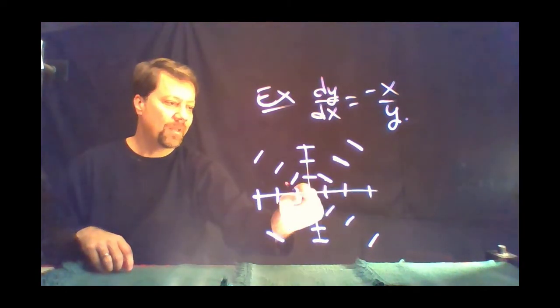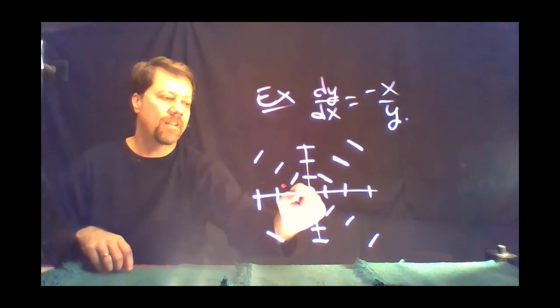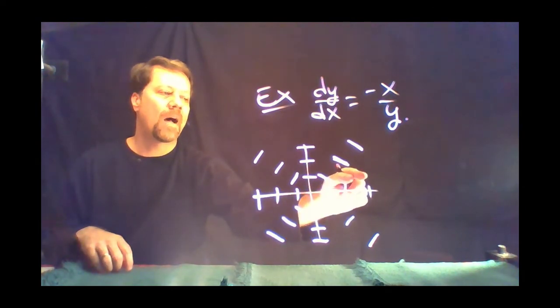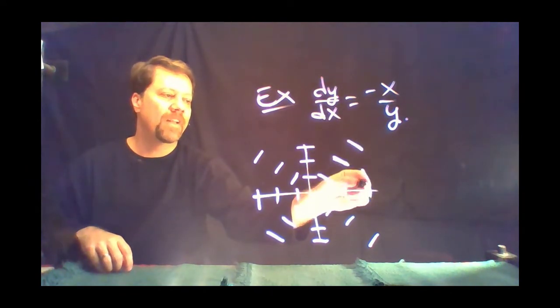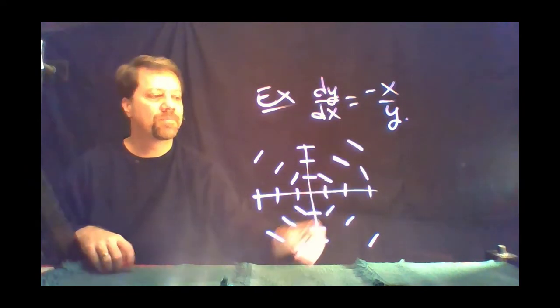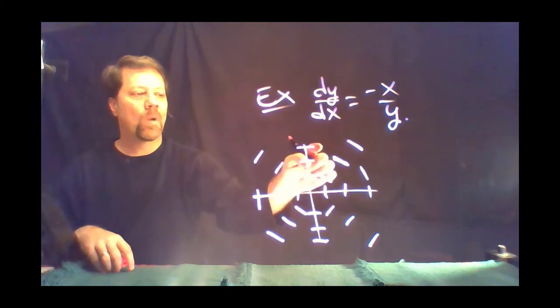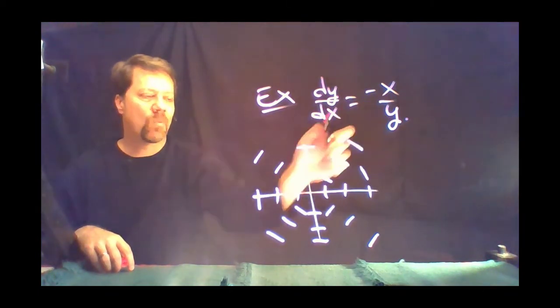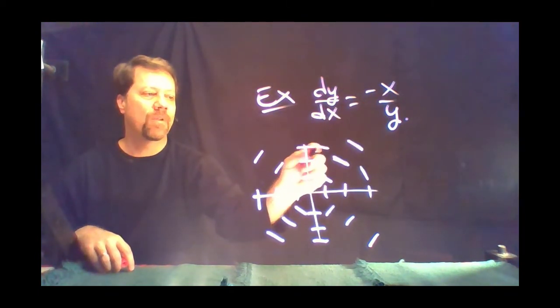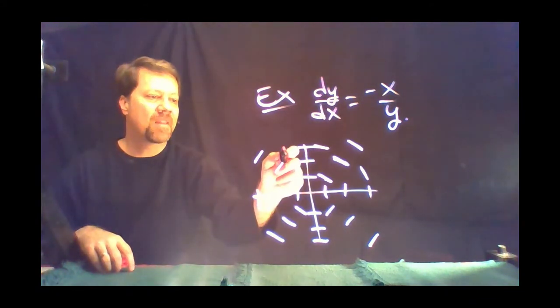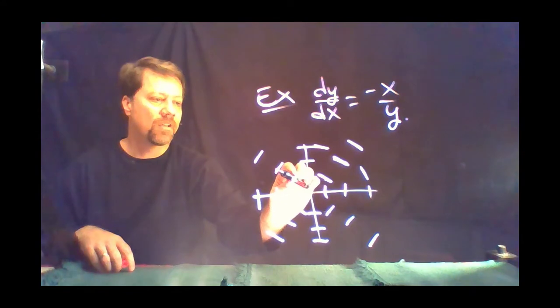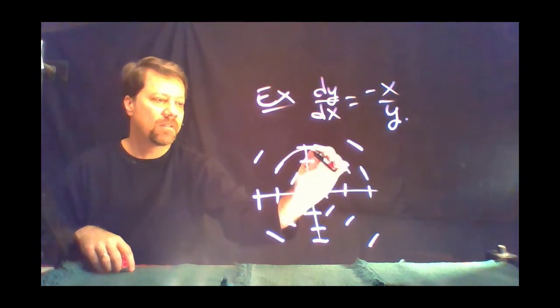Suppose I'm looking at the point 3, 1. If x is 3 and y is 1, I get negative 3 divided by 1. I get a slope of negative 3, which is pretty steep. If I'm looking at the point 1, 3, x equals 1, y equals 3, I get a slope of negative 1/3. Not very steep. I think you can see that the solution curves are going to go around something like this.